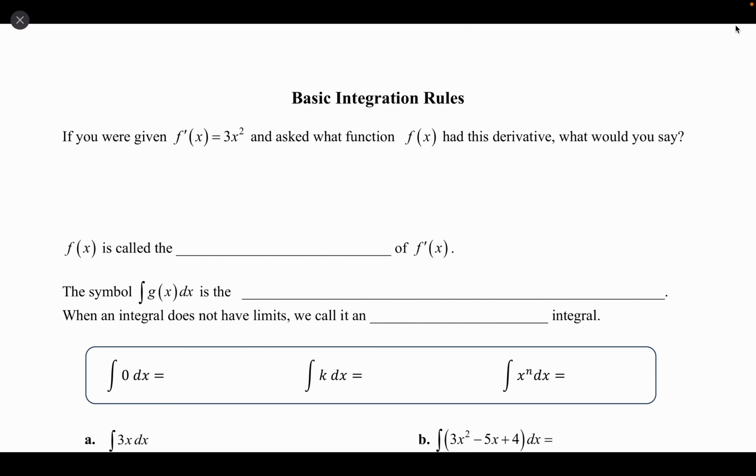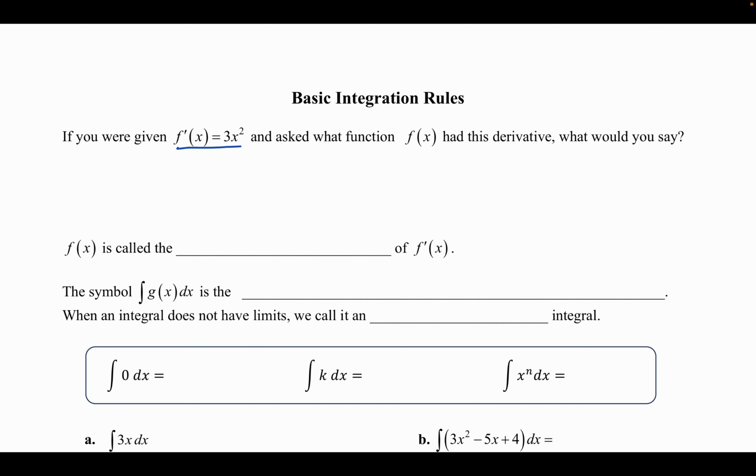Okay, so what we're going to cover today, guys, are what we call the basic integration rules. What we're doing today is what's going to make our lives a lot easier when it comes to integration. So what we're going to think about real quick is if you were given the fact that f prime of x equals 3x squared and asked what function f of x had this derivative, what would you say?